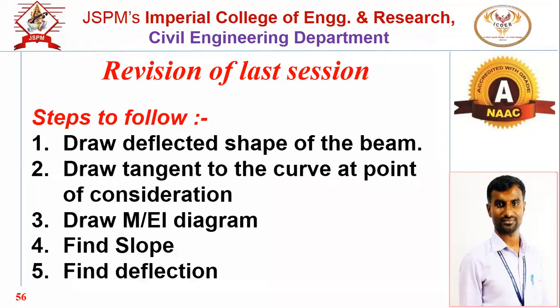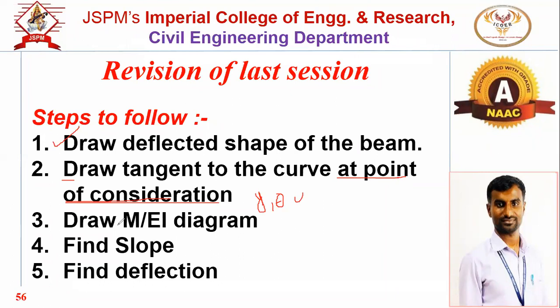These are the steps to follow that we have discussed. Step number one is to draw the deflected shape of the beam, which means drawing the elastic curve. Then we have to draw the tangent to the curve at the point of consideration, which means drawing the tangent on the elastic curve where we want the slope as well as the deflection.